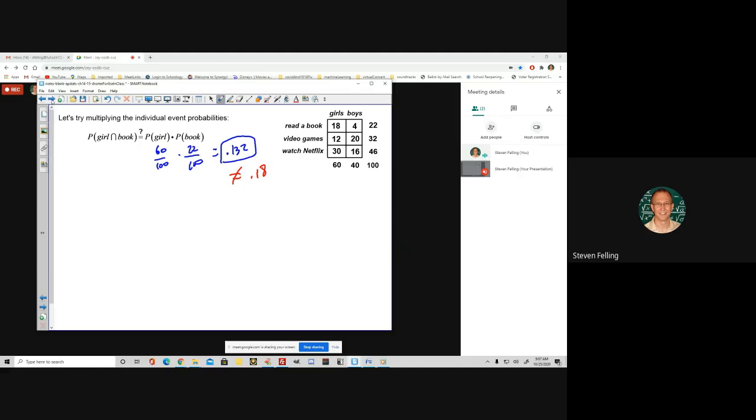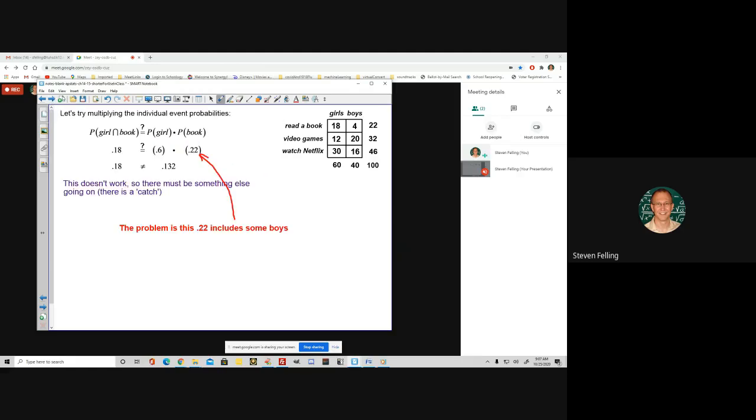Well, the reason it didn't work is there's a catch. AND is multiply, but the catch is that we have to be in both of these things. When I computed the second one here, the book, I used this number, 22 out of 100. And that 22 included girls, but it also included boys. And so these 4 people here really shouldn't have been included because they're not AND a girl, right? So the catch is that whenever you do AND probabilities, you have to adjust the second probability to also include the fact that the first one occurred.